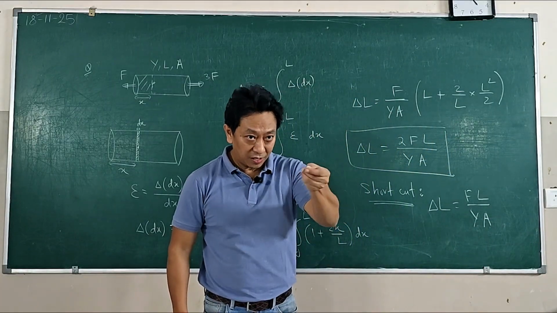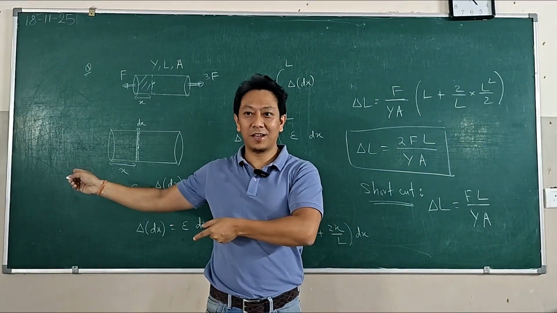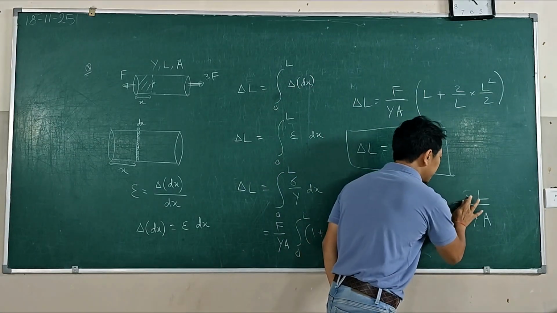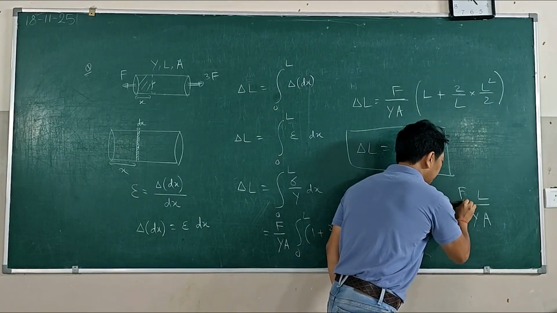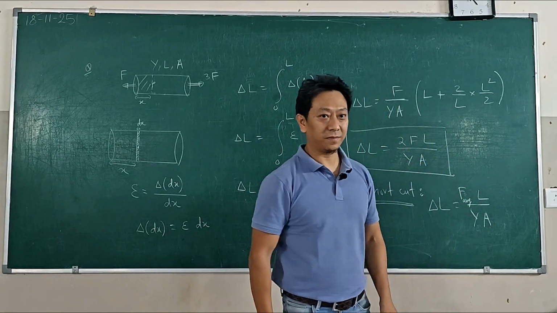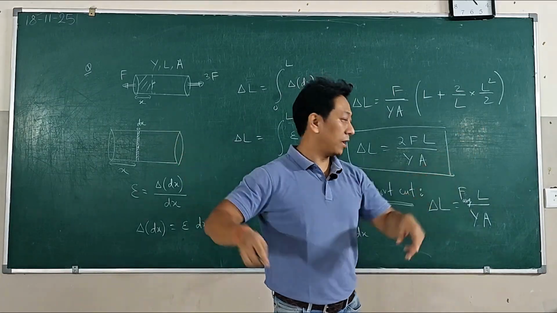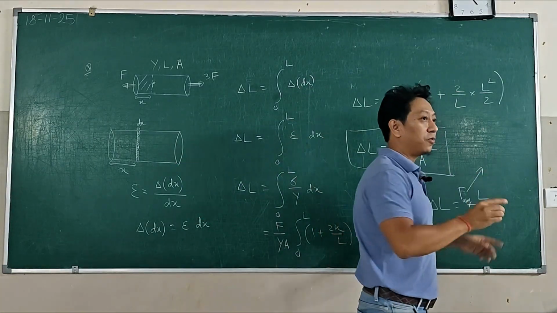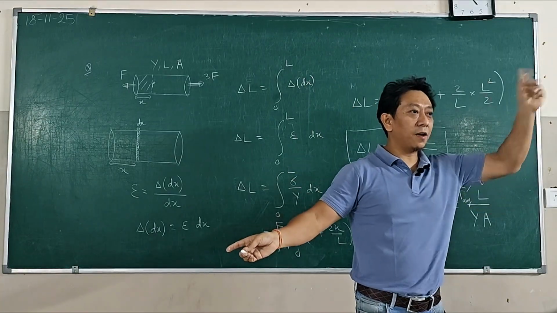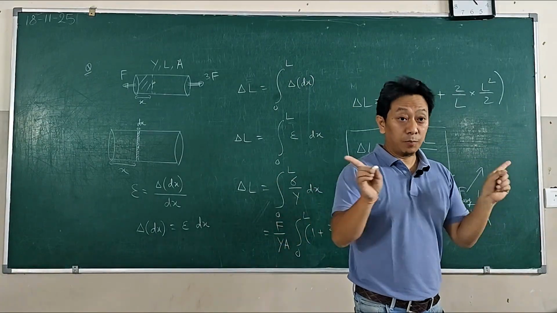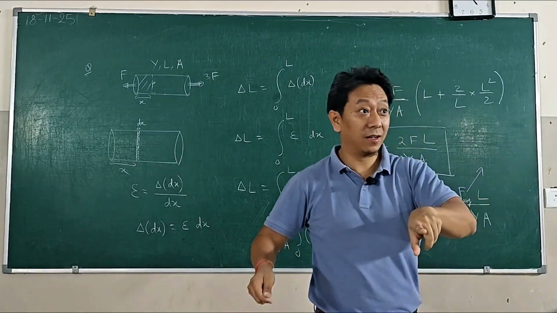If stress changes from point to point, like in this example, what do you do? You write F average. You will get the same answer. Like in this problem, what was F average? What were the forces at the two ends? F and 3F. Both were tensile force, so you have to add.